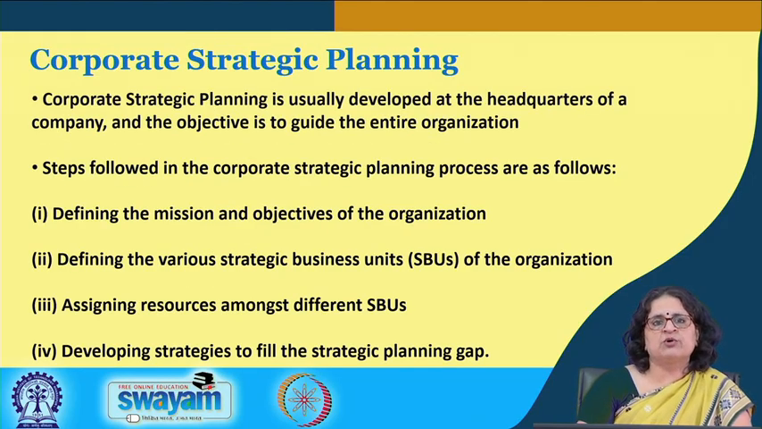Now, let us first talk about corporate strategic planning. The corporate strategic planning exercise is undertaken at the headquarters of the company, and the objective of the corporate strategic plan is to guide the entire organization. It lays down the broad goals that are to be achieved in the long term, and all the various divisions, all the various business units of the organization work under this strategic plan which has been set up by the corporate headquarters. So, what are the steps followed in the corporate strategic plan?